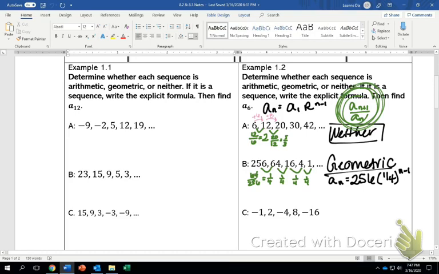Then the instructions say find a sub 6. So now I'm going to figure out what the sixth term is going to be if I were to continue this out. You can plug in your pieces. a sub 6 is going to equal 256 times 1/4 raised to the power of 6 minus 1, which is the fifth power.